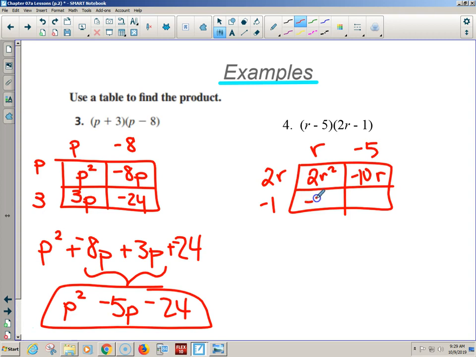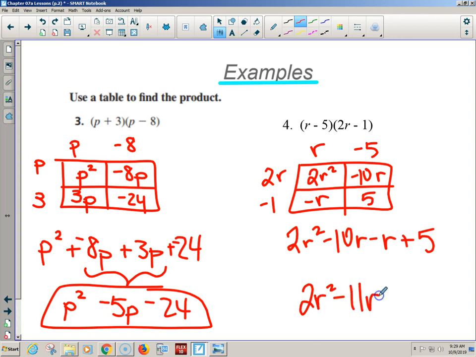Meanwhile, I'm plugging in the next one, and we'll see if you guys agree. 2r squared minus 10r minus r plus 5. No matter what order you do it. Pause, careful, the next one. Did you get the negative 11? Yes. 2r squared minus 11r plus 5.